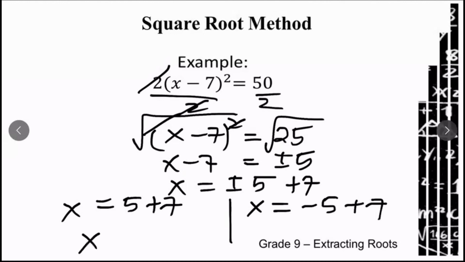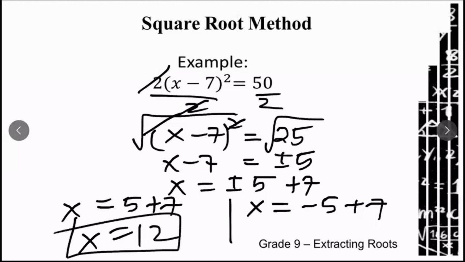Solving the value of x, on the left part, 5 + 7 is equivalent to 12. Therefore, this is our first root. And on the right side, we have x = −5 + 7, which is positive 2. Therefore, this is our second root. I hope we got the answer, and I hope our answers are the same. So, that is our given example.